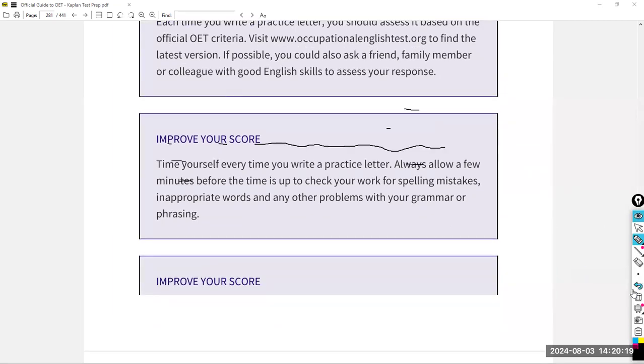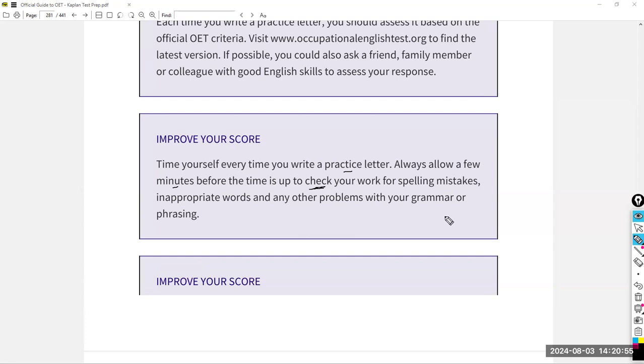Absolutely, time is really important. You have to time yourself every time you write a practice letter. Always allow a few minutes before the time is up just to check your writing. Please, this is really important, because as I told you, while writing a letter, I'm not focusing on spelling mistakes or grammar mistakes, but because I'm focusing on ideas only. After finishing writing, please, I have to check my writing again, because maybe I committed some mistakes unconsciously.